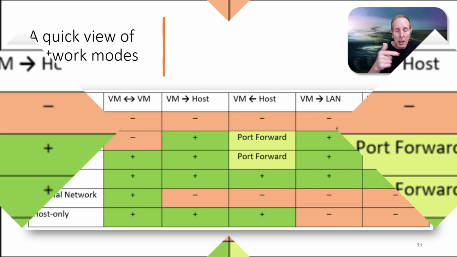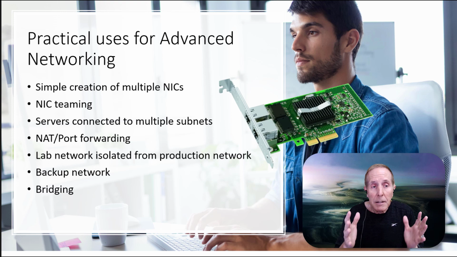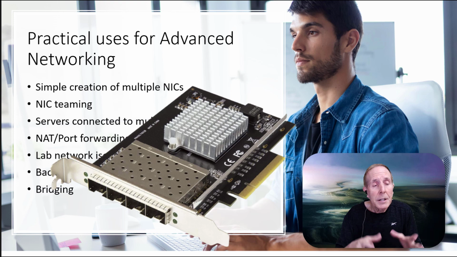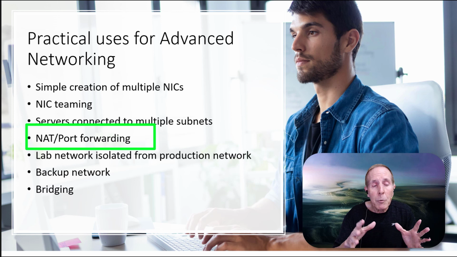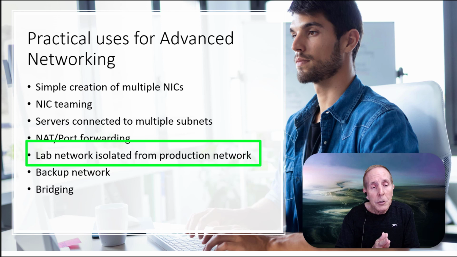So what are the practical uses for this kind of advanced network? Well, one, you can create multiple NICs, and you can play with that kind of environment, having four network cards. NIC teaming, if you get into Windows Server, you can actually take advantage of NIC teaming. And you can look at servers connected to multiple subnets. You can do NAT and port forwarding. Lab work, you can build a lab network totally isolated from a production network. You can build a backup network versus your production network, and you can do bridging.